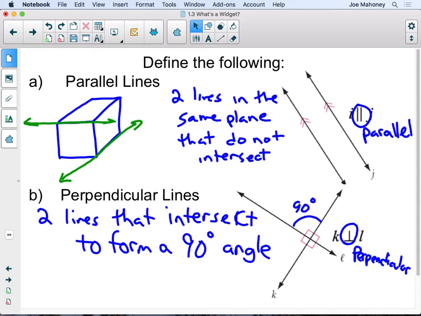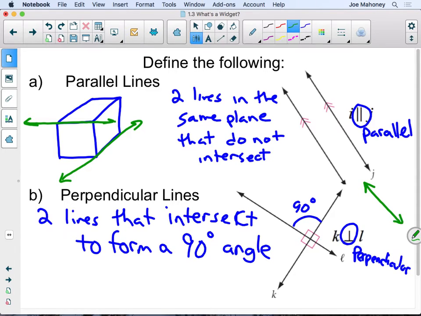I can't break that definition. Meaning, if I draw two lines, here's one, the second one has to intersect and form a 90-degree angle. Well, it can't be that one, because that's not a 90-degree angle. So it has to go that way. Those lines have to be perpendicular.